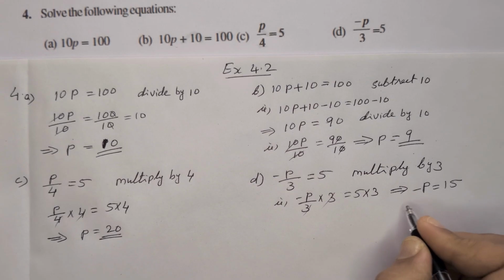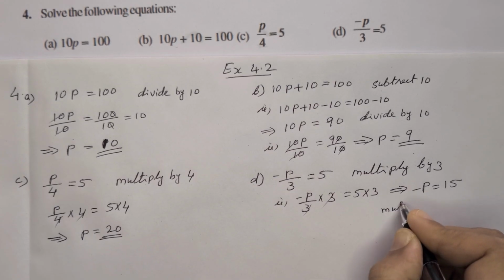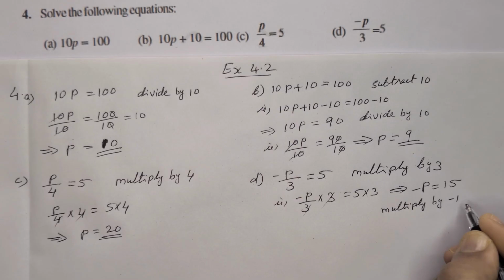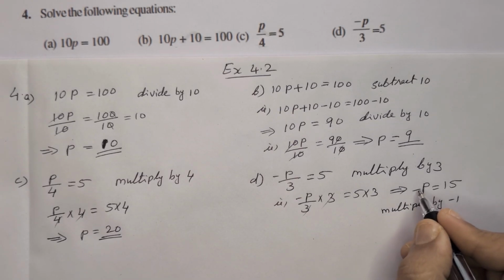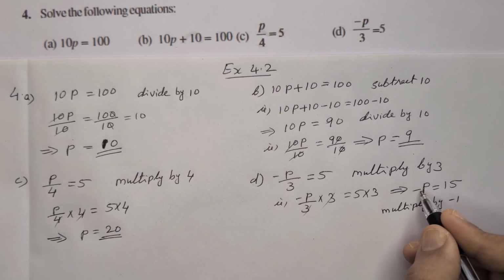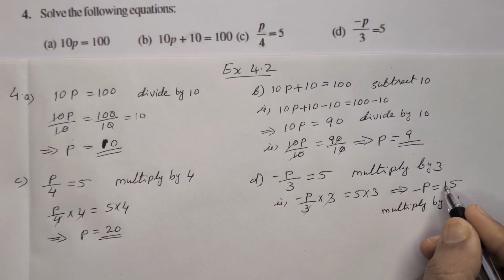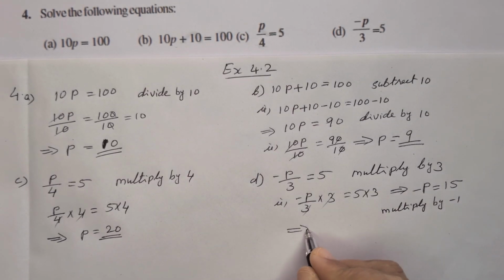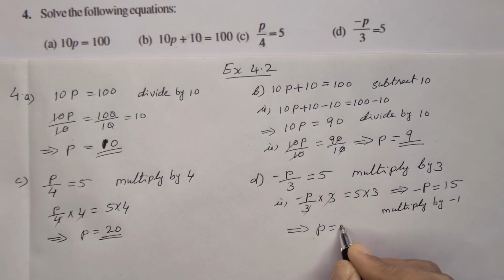Multiply both sides with minus 1, to remove this minus sign from the left side, from p. When we are multiplying with minus 1, this will become minus p into minus 1, p, and the other side minus 15 into minus 1, which implies P is equal to minus 15.